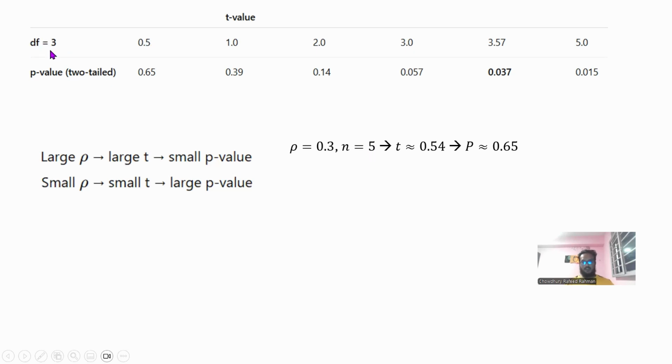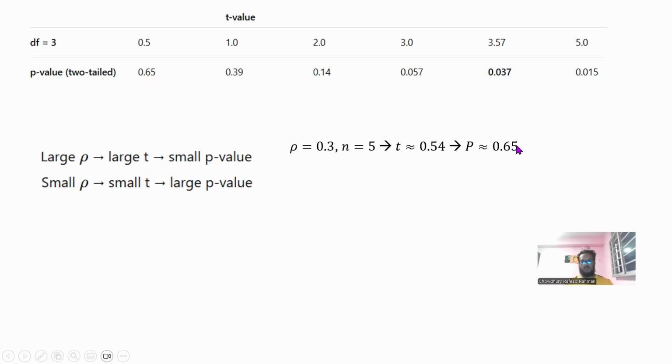So for different degrees of freedom, this table is given for different t values. Let me explain this in a bit more detail. For df equal to 3, we have all these t values and all these p values right here. Again, for df equal to 4, we have another such table. For df equal to 5, we have another such table, and so on and so forth. Here, since we have 5 samples, we are using the table for df equal to 3. And you can see that for a t value of around 0.5, we are going to have a p value of around 0.65, right? That is what we are actually getting here.